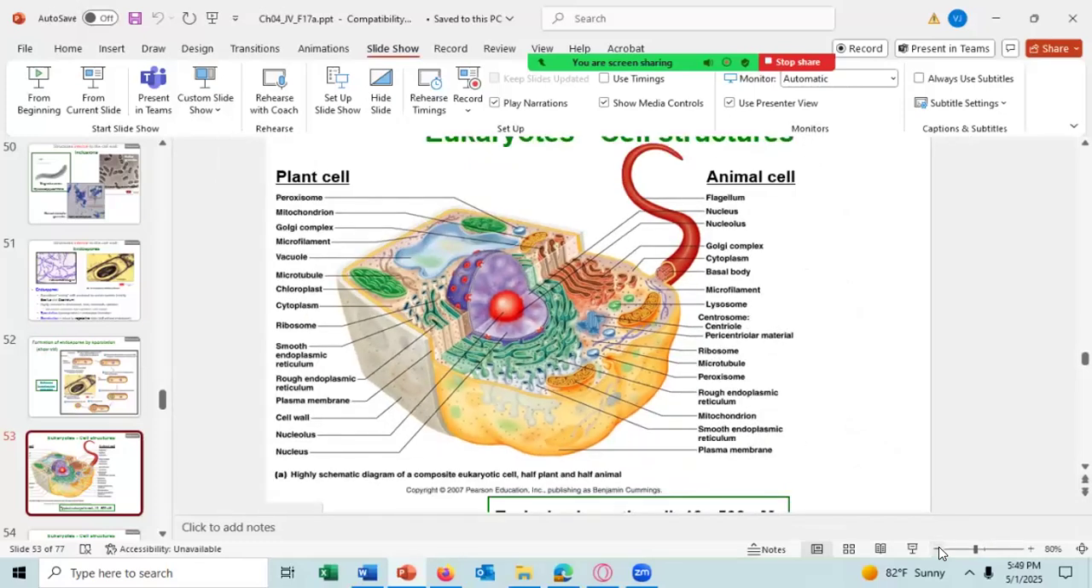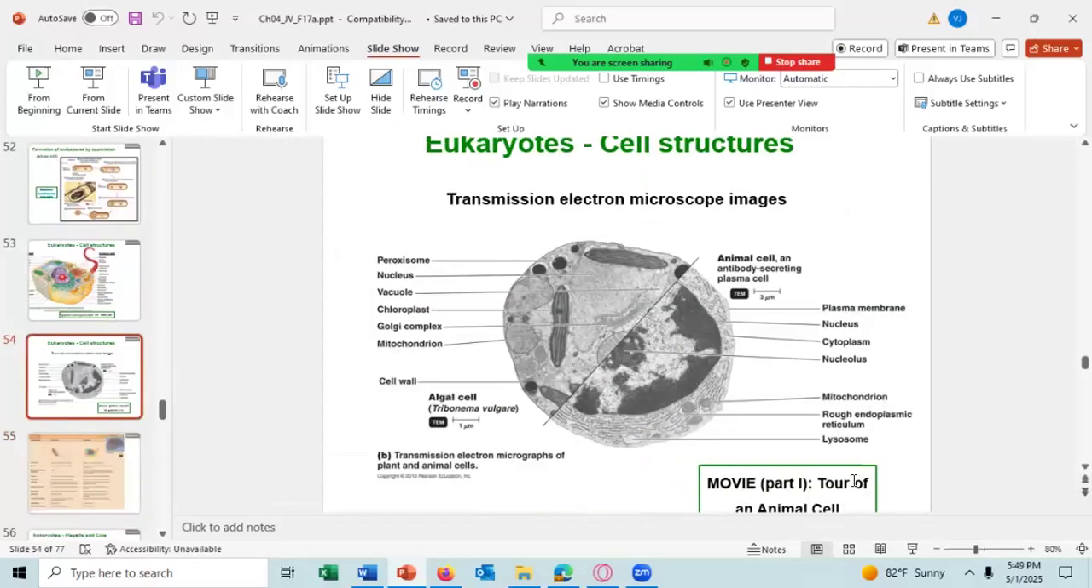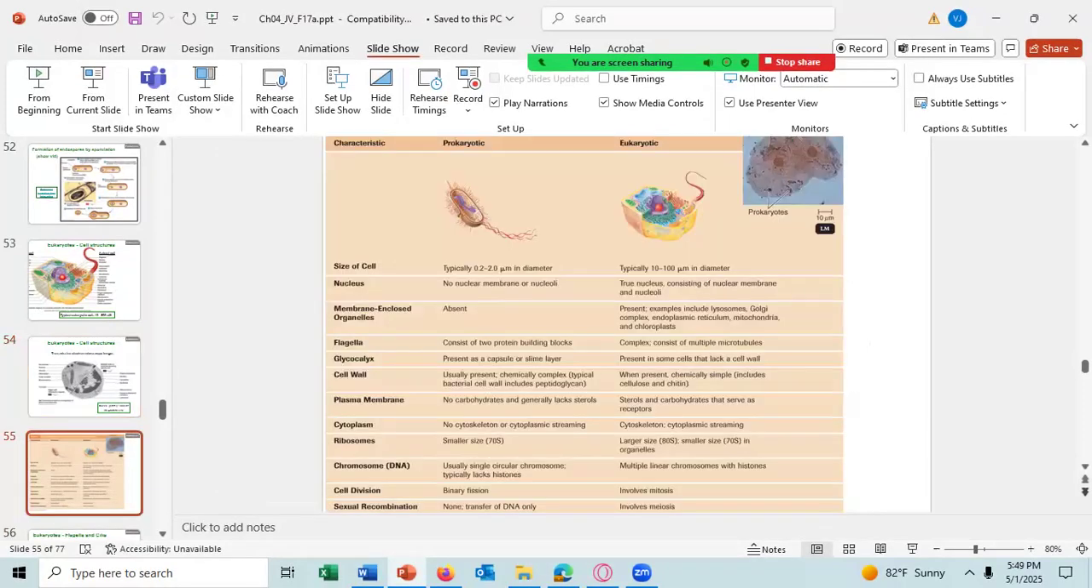Any questions about any of that? All right, this is an actual electron microscopic image of an animal cell and a plant cell. No, actually, that's not a plant cell, but an algae cell, which is similar to a plant cell.